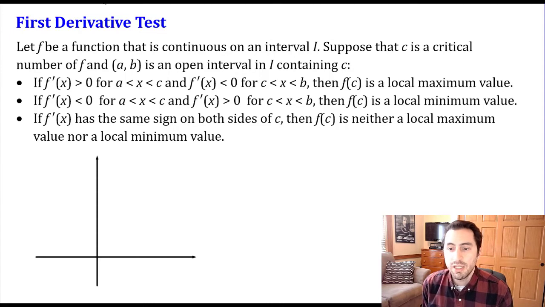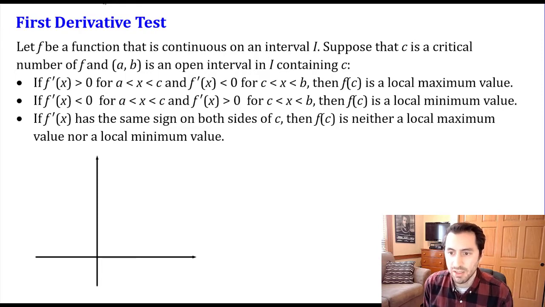The first one: if f prime of x is greater than 0 for a < x < c, and f prime of x is less than 0 for c < x < b, then f of c is a local maximum value.